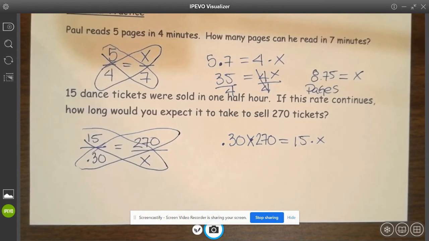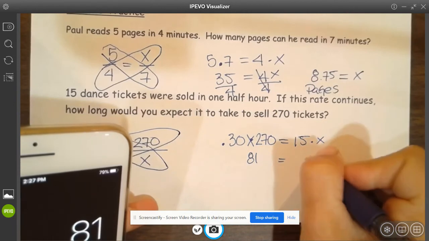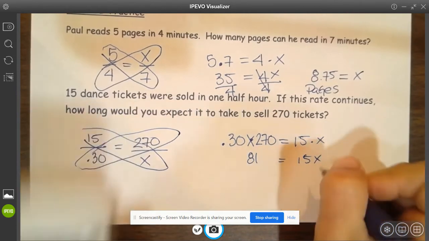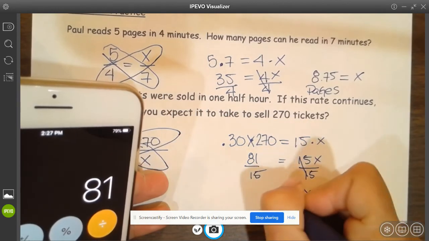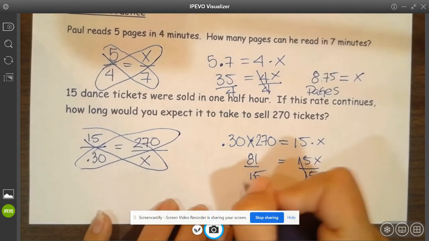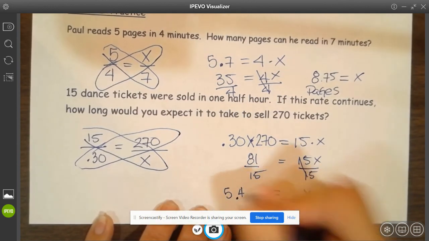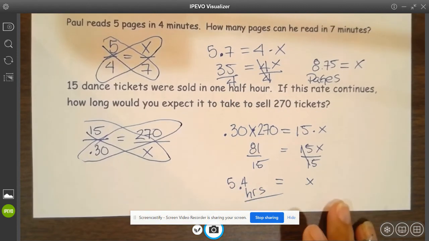0.30 times 270 is 81, equals 15x, and then you divide by 15. To get rid of that 15, you get 81 divided by 15, that's 5.4. 5.4 what? Hours to sell 270 tickets. Okay?